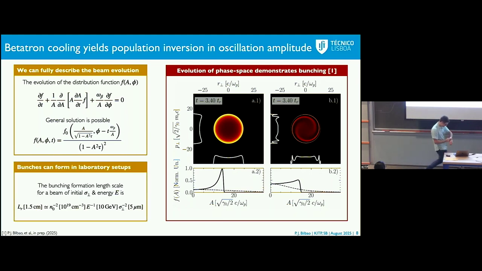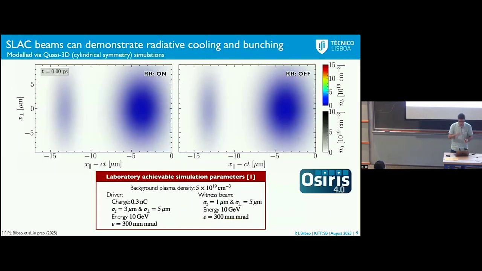There is a time scale for this to happen, and we can compute that analytically very nicely. We see that this happens within centimeter scales in a relatively high density wave field accelerator for high energies and for relatively small spot size. And so we can test this. We can take the parameters that something like the FACET-II experiment would provide at SLAC.